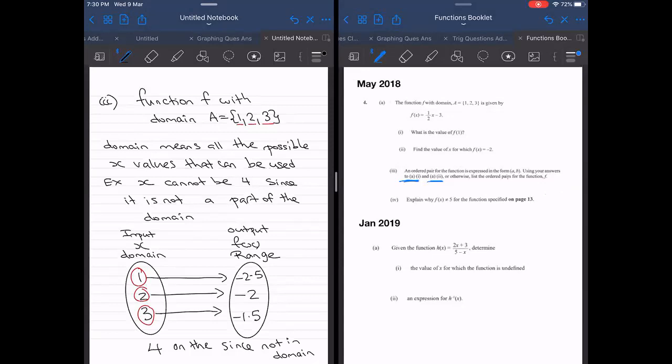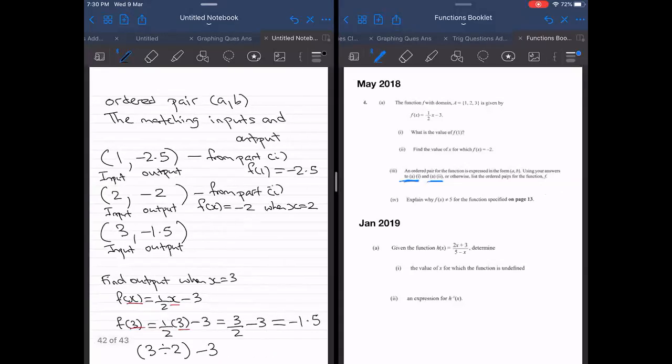So for the person who came in late, essentially we're at May 2018 part 3, and it says an ordered pair for the function is expressed as (a, b), right? And I was saying that what an ordered pair for the function means sounds very complicated. All they're asking you is to put the matching inputs and outputs, where a is the input, b is the output. They didn't say all of that, but you're supposed to understand that.